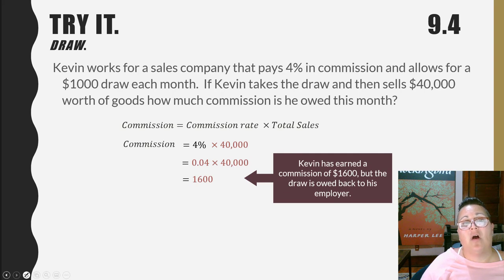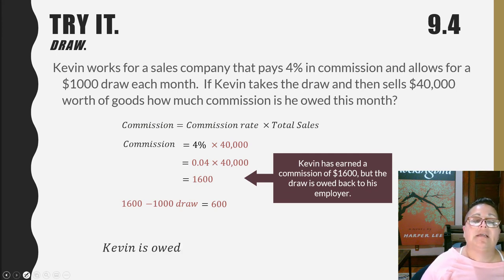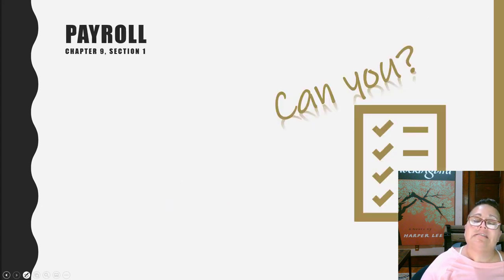And he took a draw of $1,000. So if I take $1,600 and I subtract the $1,000 draw, this means that Kevin is only owed $600. So Kevin is going to be owed $600. Right? That was our last example.